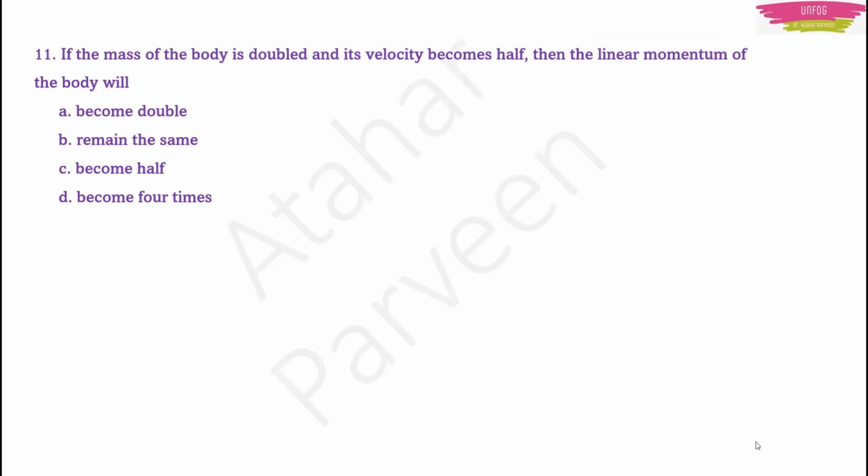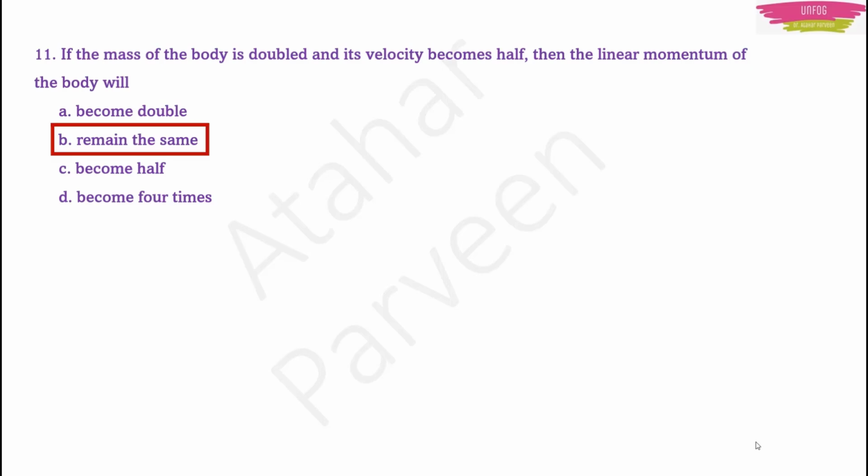The question is, if the mass of the body is doubled and its velocity becomes half, then the linear momentum of the body will. This is such an interesting question. We know that momentum is equal to mass into velocity. They are telling that mass became doubled, so write 2 in place of m, and velocity became half, so write half in place of velocity. 2 into half, the 2 will get cancelled, right? So momentum will be equal to 1, which means it did not change. That's why we can say that momentum will remain the same.